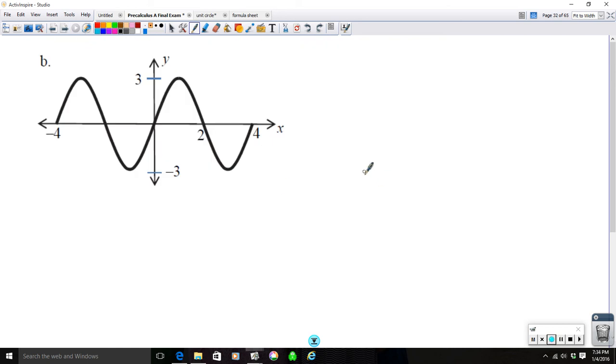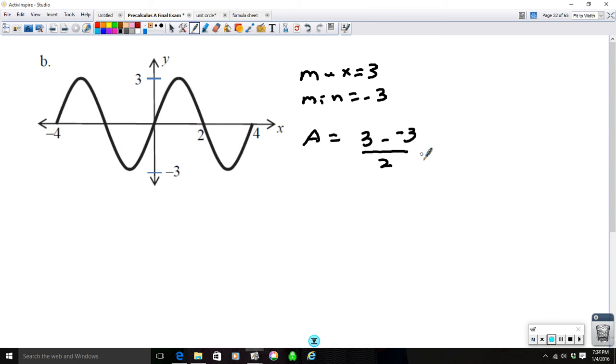Again, this problem's not too bad because, again, your maximum is 3. Minimum is negative 3. So A is going to be max minus min divided by 2, which is 6 divided by 2, which is 3. B is 2 pi over the period. And again, this period is going to do one full revolution in 4 radians. So period is 4. So this is going to be 2 pi over 4, which simplifies to give you pi over 2 for B.